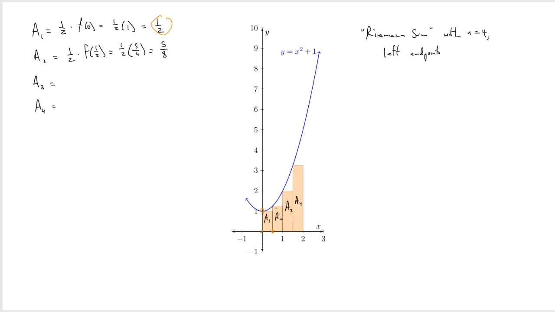Similarly, to compute the area of the second rectangle, its width is 1/2, and its height is based on the function value at the left-hand endpoint, meaning the height is f of 1/2, because this is the point 1/2 right here. And f of 1/2 is 1/2 squared plus 1, which is 5/4, and that gives you that the area A2 is equal to 5/8.